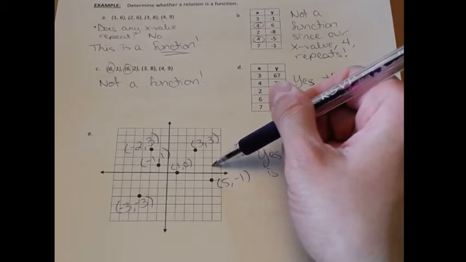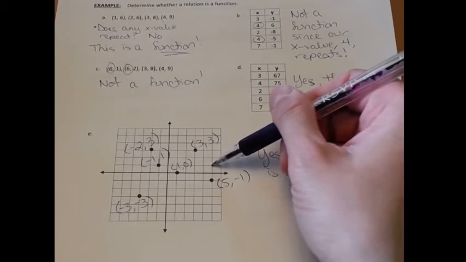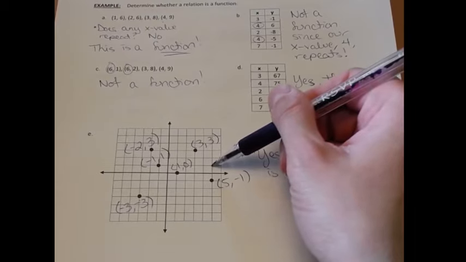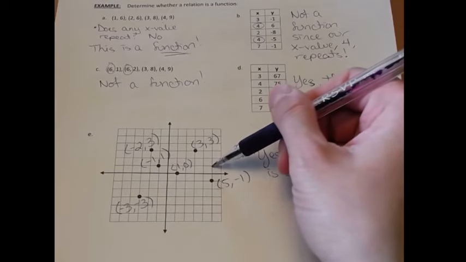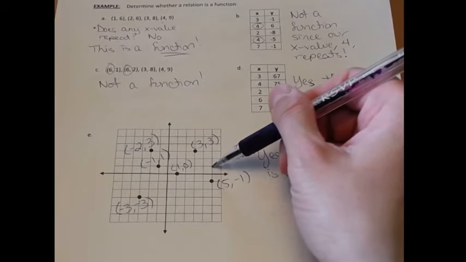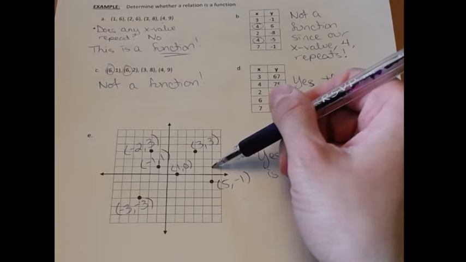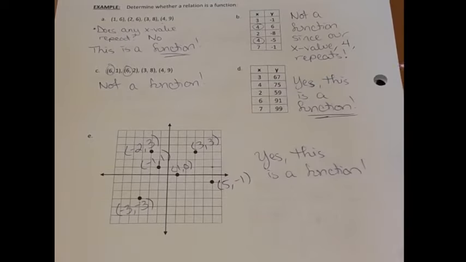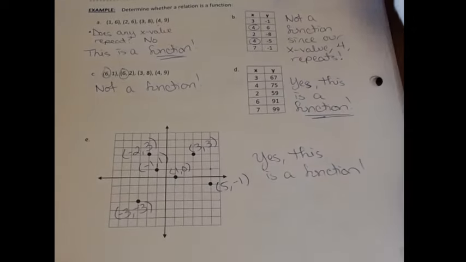It basically goes against the definition that we have on this page, where every x value has exactly one y value. If I had another point right here, I'm saying that 5 relates to both a -1 and a +1. So this fails the definition of being a function. If I had one more point right here, we would have to say, no, this relation is not a function. Good. Let's turn the page.